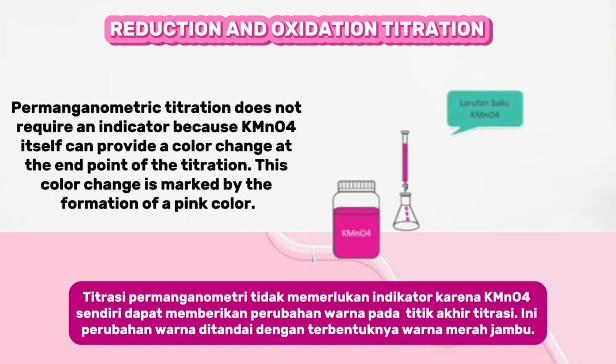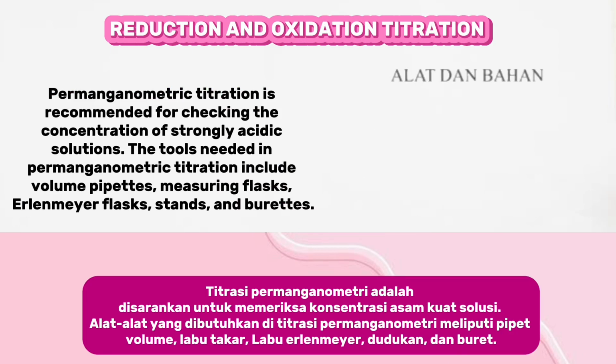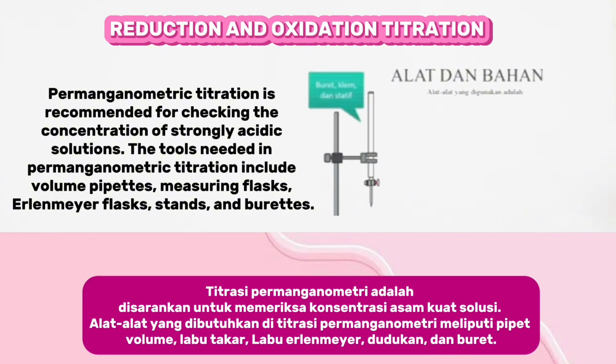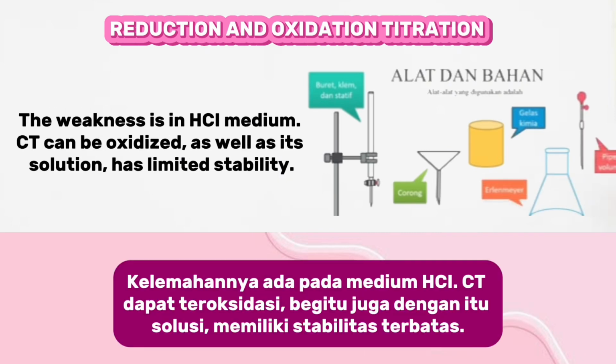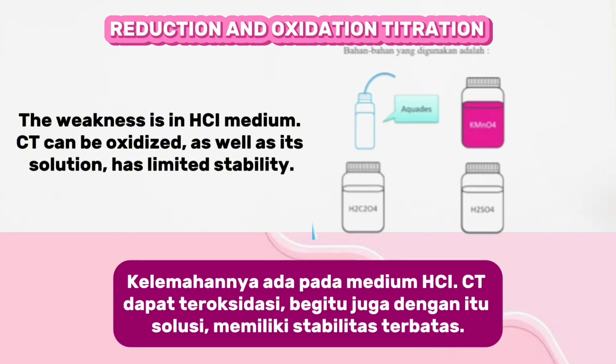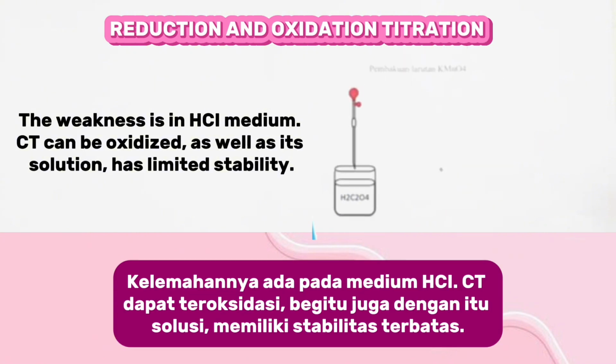Permanganometric titration does not require an indicator because KMnO4 itself can provide a color change at the endpoint of the titration. This color change is marked by the formation of a pink color. Permanganometric titration is recommended for checking the concentration of strongly acidic solutions. The tools needed include volume pipettes, measuring flasks, Erlenmeyer flasks, stands, and burettes. The weakness is that in HCl medium, Cl can be oxidized, and the solution has limited stability.